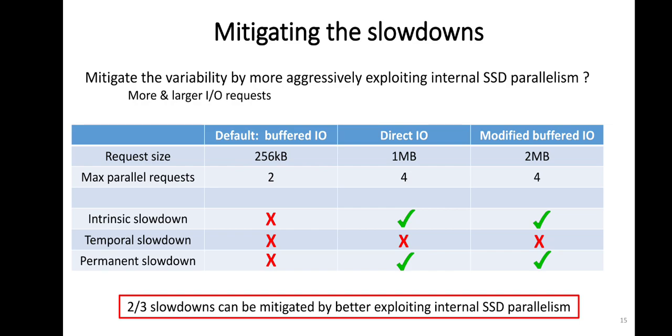On the left is the one labeled default, and this is the standard one which presented all the vulnerabilities, all the variabilities. The last two columns are the more aggressive approaches. Notice how the request size and the concurrency are both increased. And we find that being more aggressive in exploiting internal parallelism does help, but it is not a complete solution. This mitigates intrinsic and permanent slowdown, but actually not the temporal slowdown.